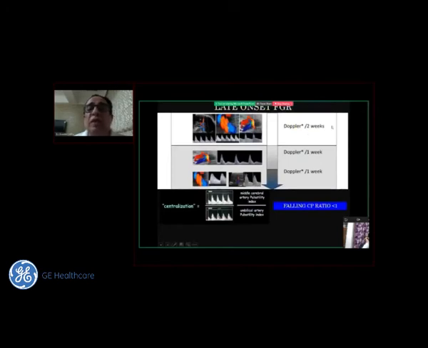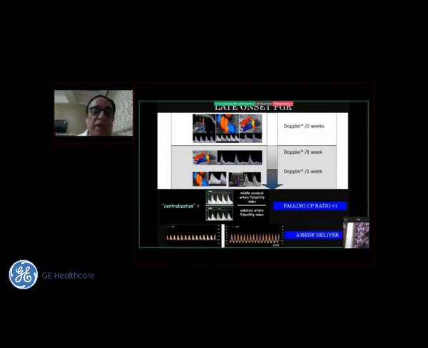And how do we monitor? We do a Doppler every 2 weeks. If everything is normal, you continue every 2 weeks. Any one parameter that is abnormal, you switch to 1 week. And then, of course, we rely a lot on the CP ratio. If the CP ratio is falling below the fifth centile, that can be an endpoint.